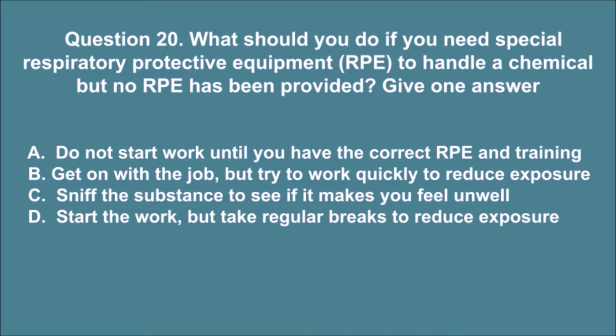Question 20. What should you do if you need special respiratory protective equipment, RPE, to handle a chemical but no RPE has been provided? Give one answer. A. Do not start work until you have the correct RPE and training. B. Get on with the job, but try to work quickly to reduce exposure. C. Sniff the substance to see if it makes you feel unwell. D. Start the work, but take regular breaks to reduce exposure. The correct answer is A.